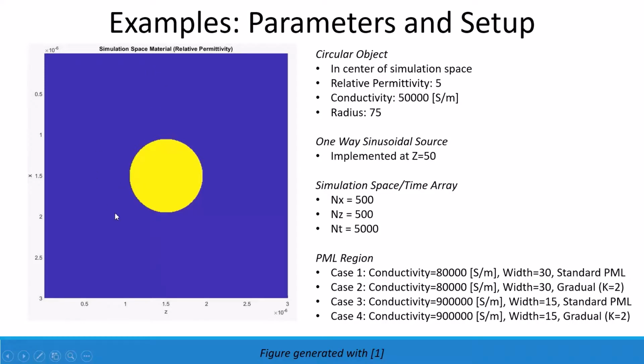So we'll run 4 cases. First, with a middle-of-the-road conductivity and width value for both the standard PML and then comparing it to a gradual PML with a growth factor of 2. Then we will jump up the conductivity and dial back the width with the same 2 PMLs and compare the performance once again.